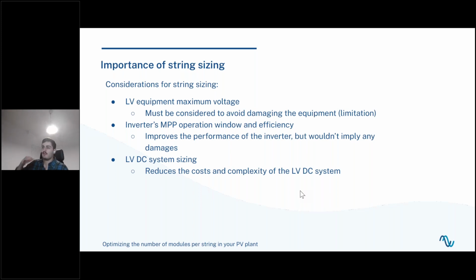So we will try to define as many modules per string as possible to try to reduce that complexity and improve the design. Apart from this, we also have one limitation where the low voltage equipment will have a maximum voltage, and if we are above that value, we may damage the equipment and we may have some problems in the plant. So it's something that we will try to avoid at the moment of the operation of the PV plant.